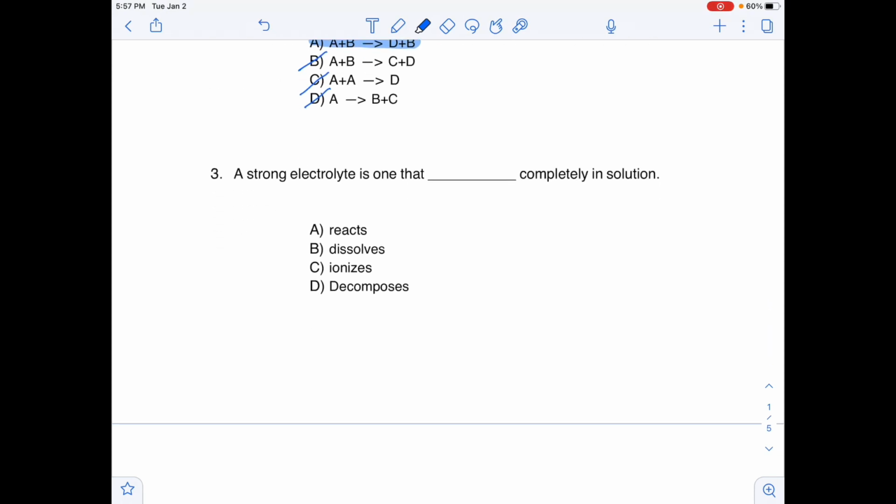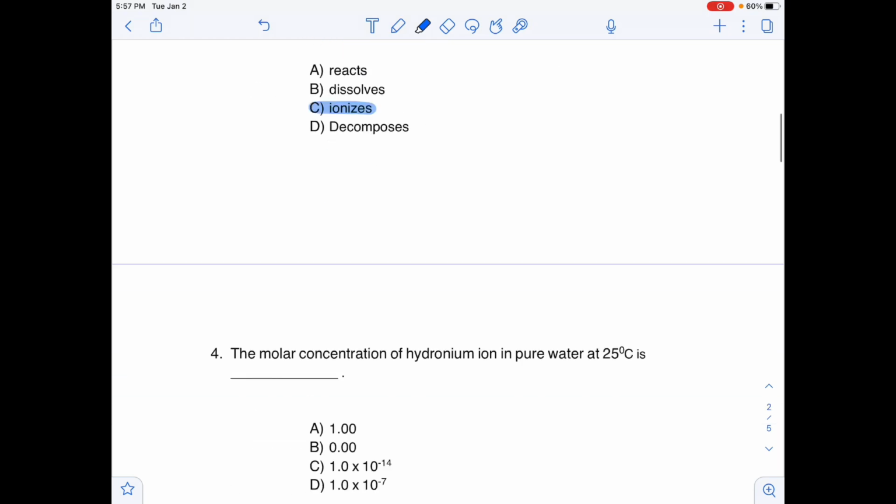For question 3, it says a strong electrolyte is one that blanks completely in a solution. So you basically just have to know what a strong electrolyte is, and strong electrolytes do ionize completely in a solution, so the correct answer would be option C.